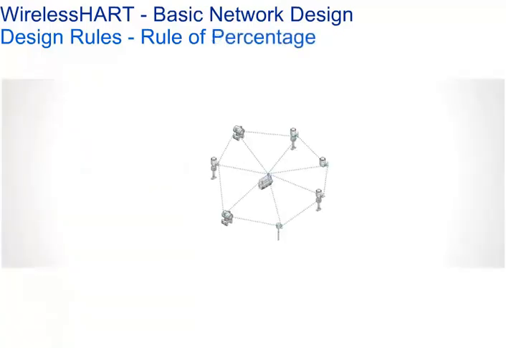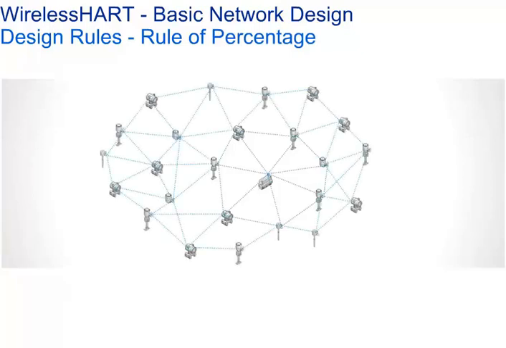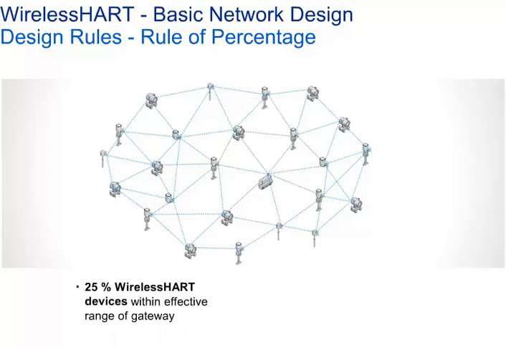Number 3. Rule of percentage. As networks grow, Rule of 3 and Rule of 5 become irrelevant, as there are many devices in the process space. A new rule becomes dominant to ensure there is enough bandwidth for all devices in the network. Every WirelessHART network with more than 5 devices should have a minimum of 25% of devices within effective range of the gateway to ensure proper bandwidth and eliminate pinch points.